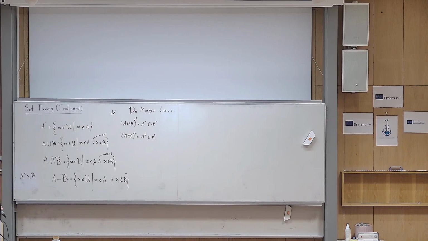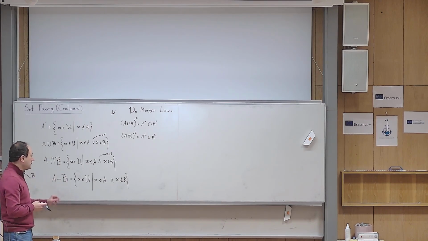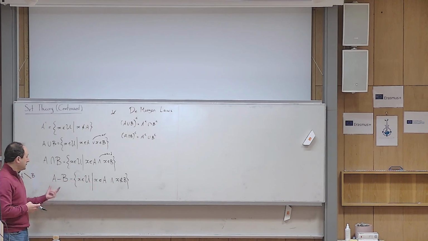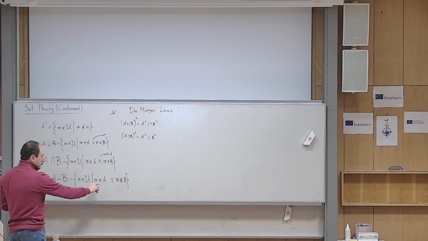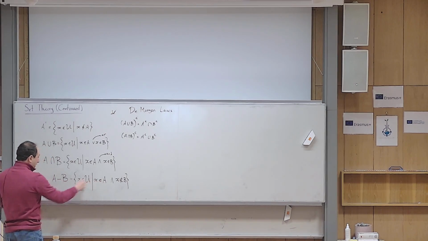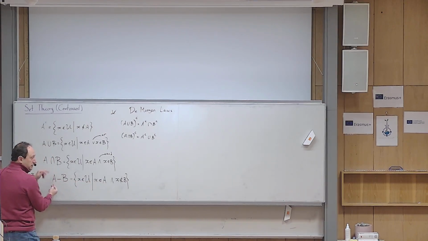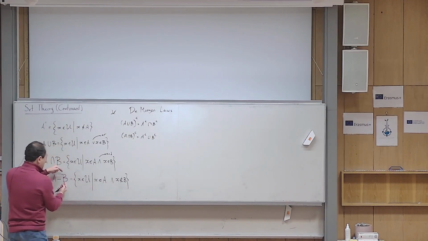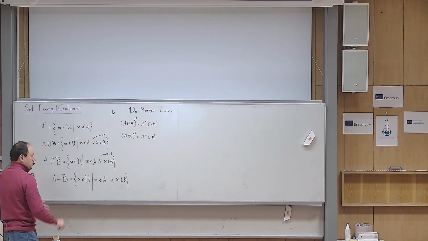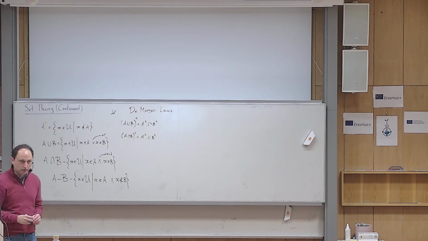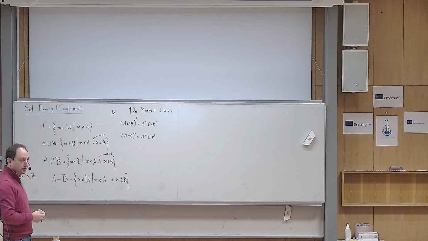Is that clear? When I write A minus B, it immediately becomes clear that it is asymmetric with respect to A and B. Here x belongs to A, the first one, but x does not belong to the second one. So it should be clear to you that A minus B should be different from B minus A in general. So it is not commutative.